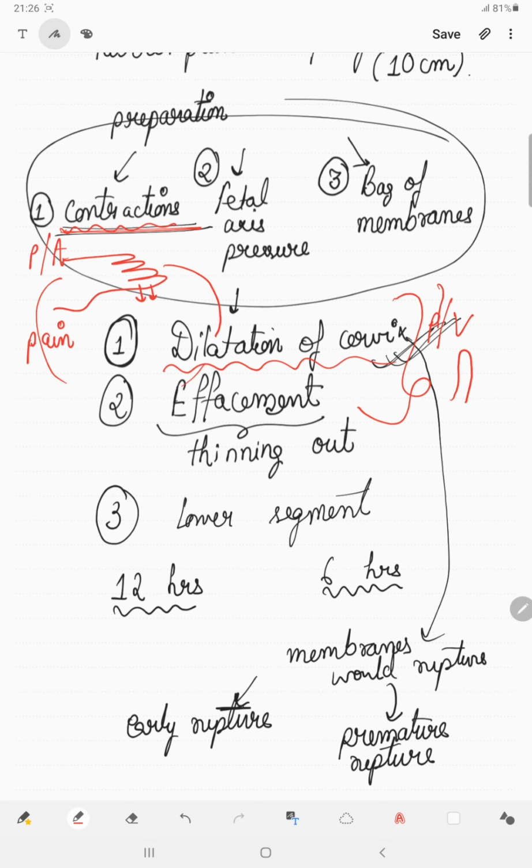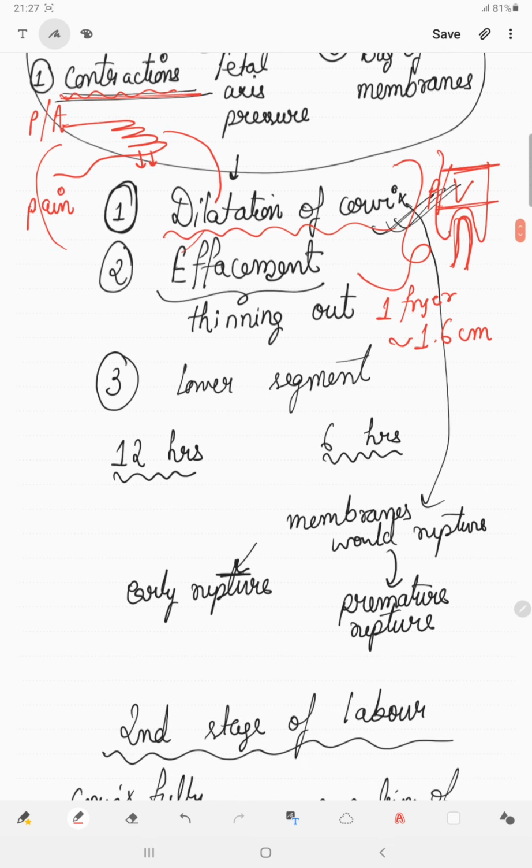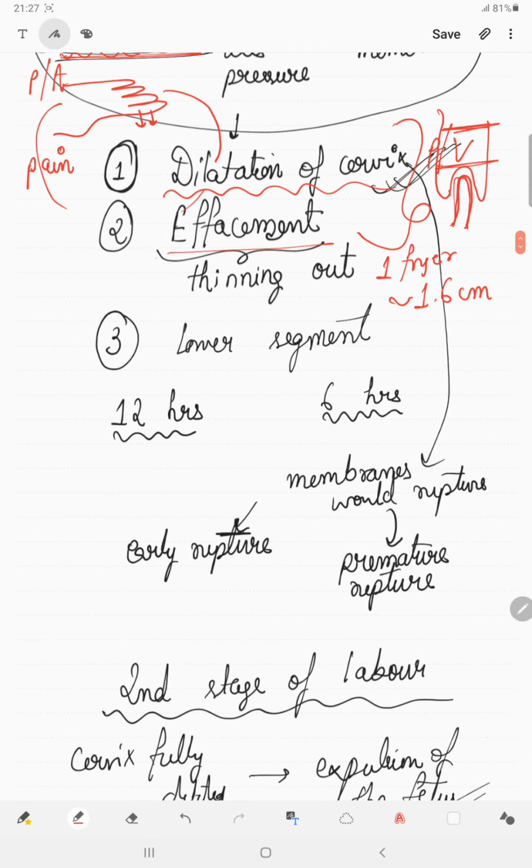If this is the cervix, it has got an internal os and an external os. Just place your finger in the external os and see how much of your finger you can insert. Remember that one finger on an average is approximately 1.6 centimeter. So you just insert your finger and see how much of the cervix has dilated. And how would you check for effacement?